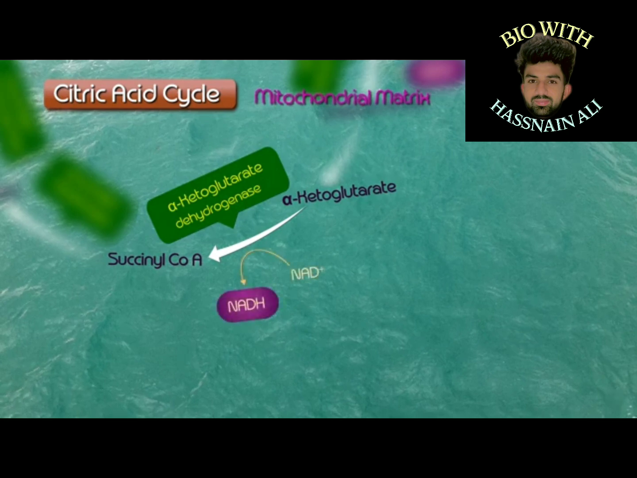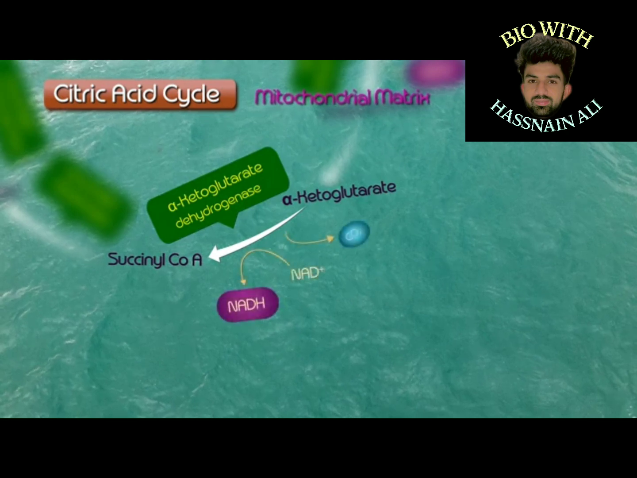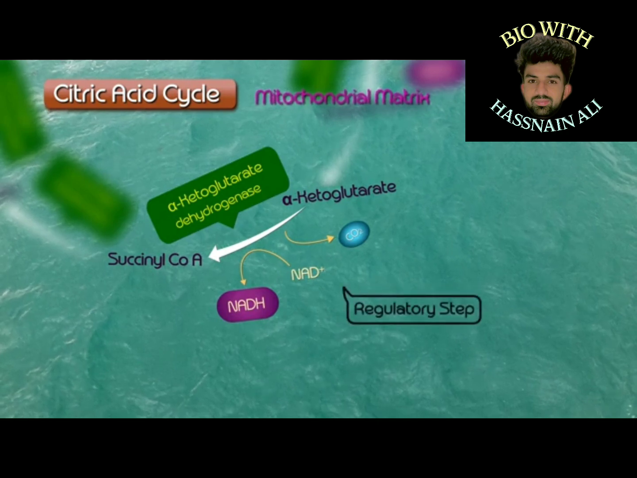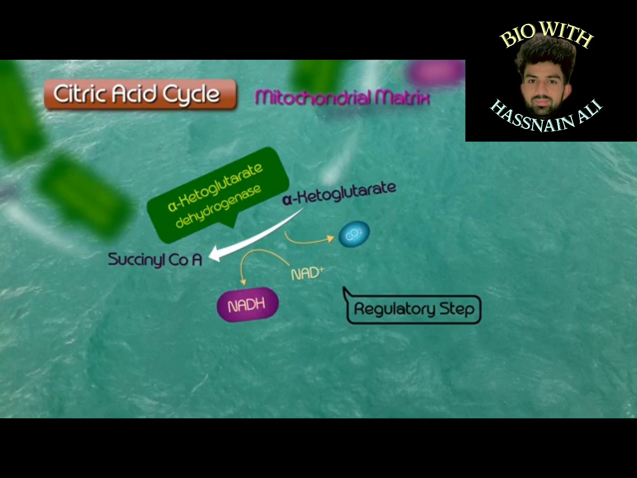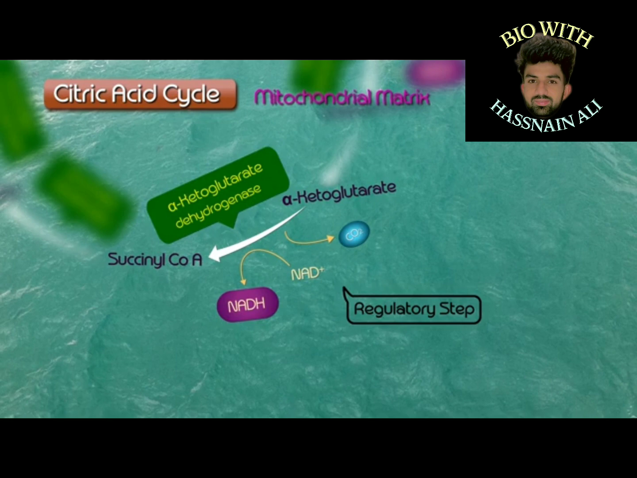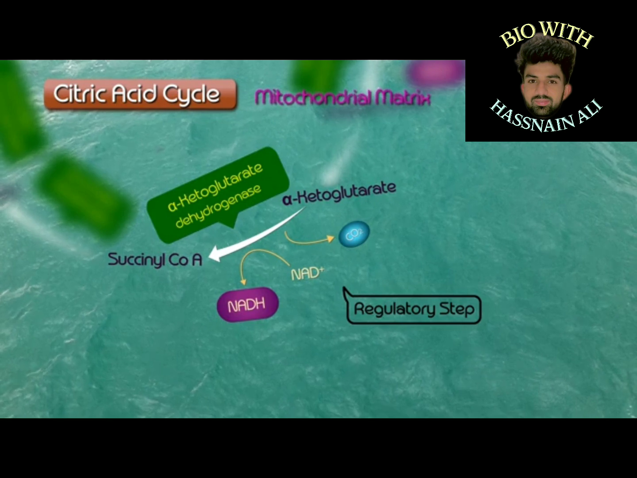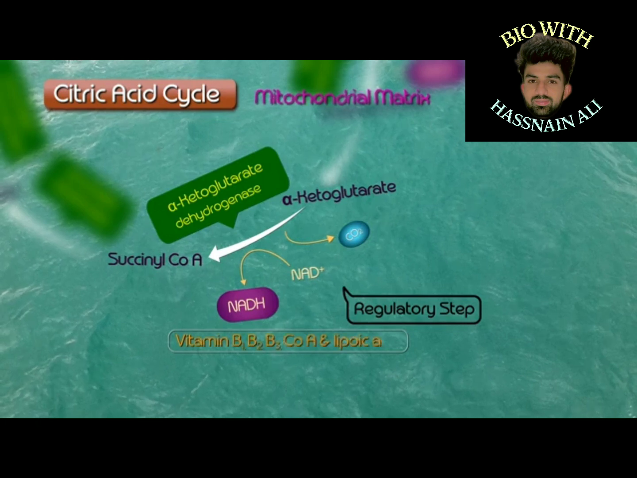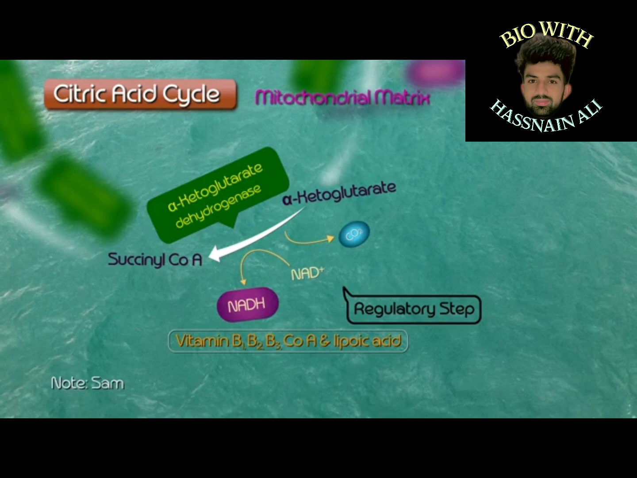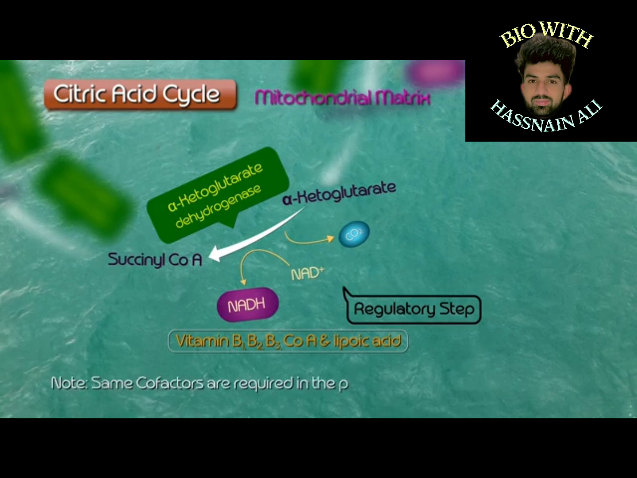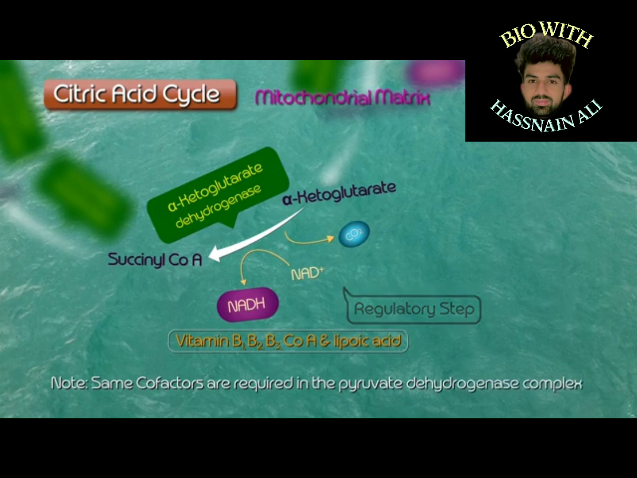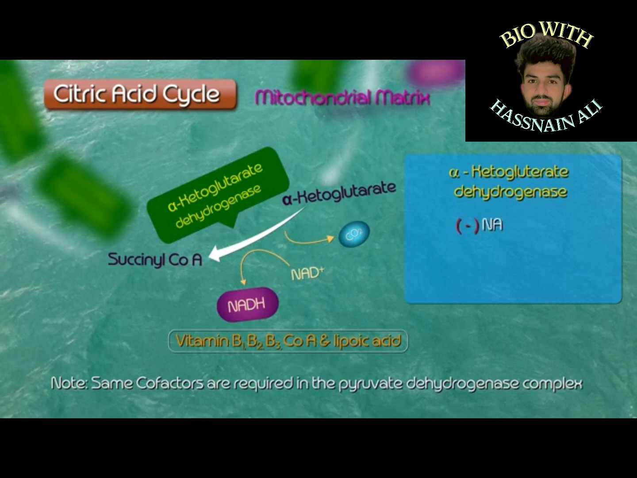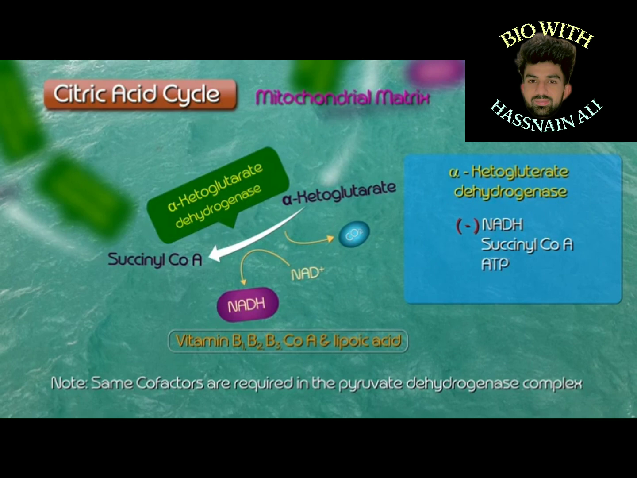So here also the NAD plus is converted into NADH and the second molecule of carbon dioxide is produced in the reaction. So it is a regulatory step and generates a 4-carbon chain, that is, coenzyme A is included in the reaction and requires many coenzymes including vitamin B1, B2, B3, coenzyme A as well as lipoic acid. Note an important point here that the same cofactors are required in the pyruvate dehydrogenase complex. So the alpha ketoglutarate dehydrogenase is inhibited by NADH, succinyl-CoA, ATP and GTP.